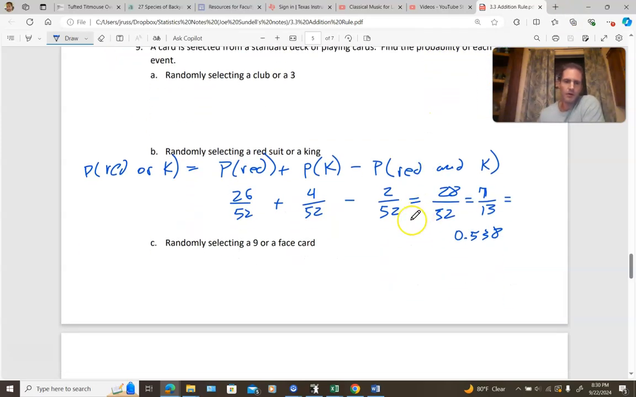All right, and then part C here, randomly selecting a 9 or a face card. We'll go ahead and do this one. So a 9 or, I'm just going to put a face.